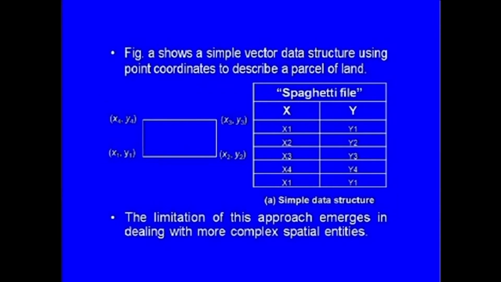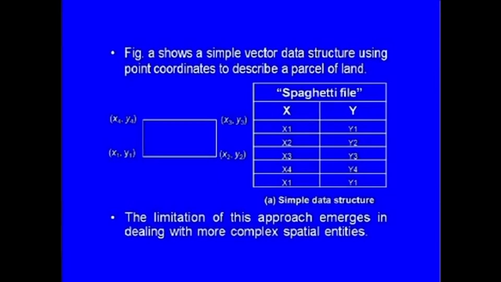Here in this particular figure, a very simple vector data structure using point coordinates describes a land parcel. It is a very simple land parcel, rectangular in shape. So, it has 4 corner points, each designated by discrete x and y values. The first corner is designated as x1, y1, the second as x2, y2, the third as x3, y3 and the fourth as x4, y4.